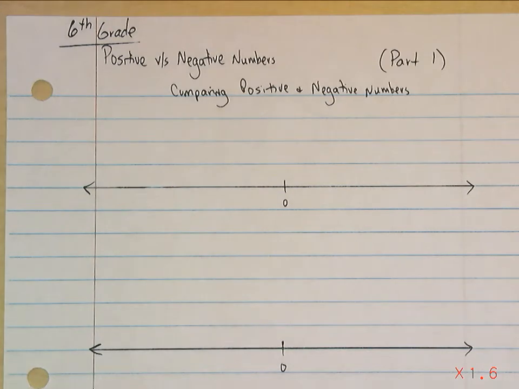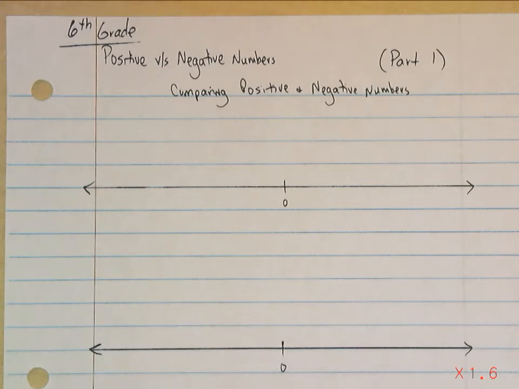Okay, so this is the first video of 3. We're dealing with chapter 3 in our book, talking about rational numbers and how basically do we use rational numbers, how do we order them, compare them, and use them in a real way.